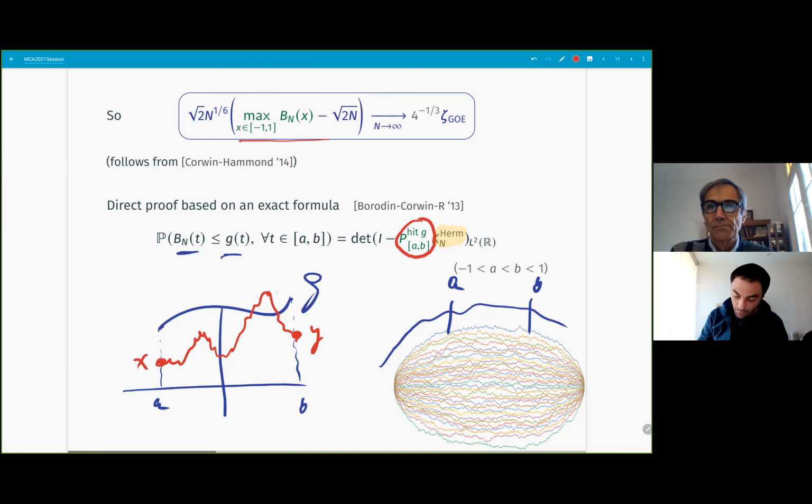So these hitting probabilities are very easy to compute. It's just the reflection principle for Brownian motion. And then you can get started and try to compute things and in the end get formulas. So that's how you would prove this directly, okay?